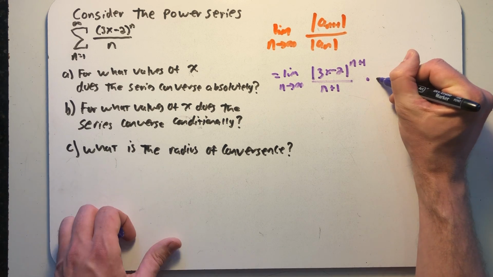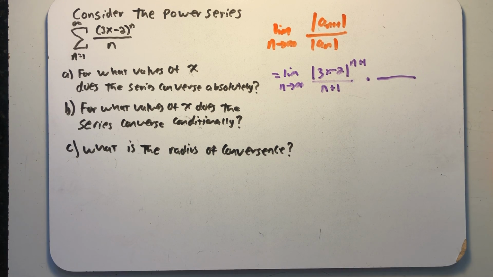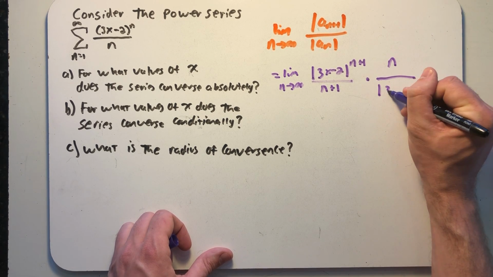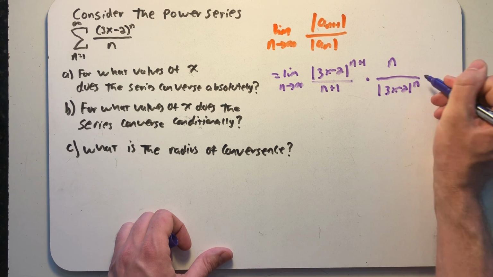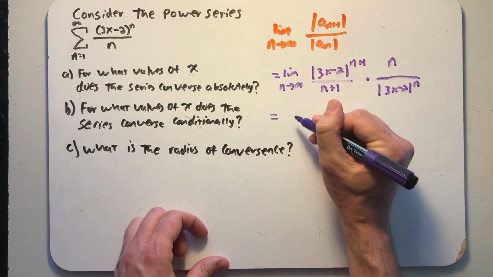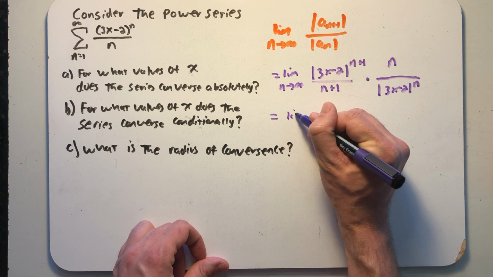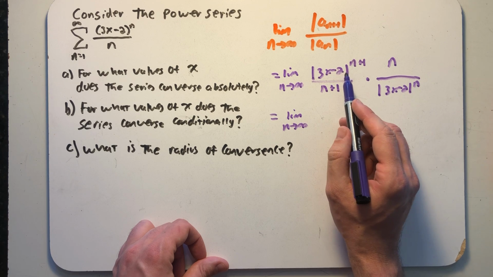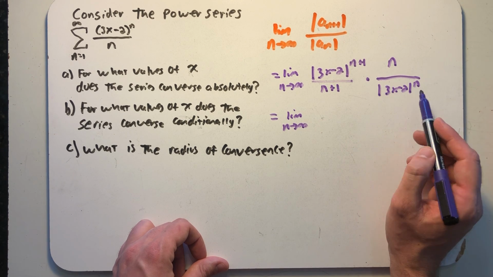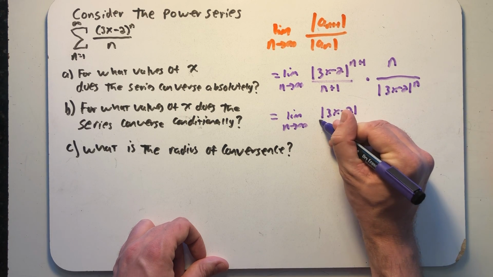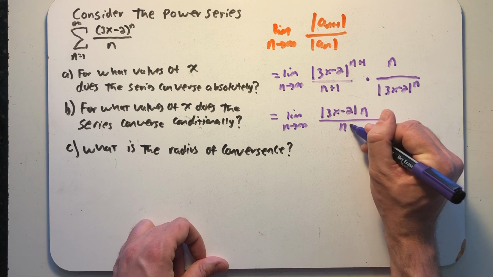To save some space and to work as efficiently as possible, instead I want to multiply by the reciprocal. So n over, and the variable expression in absolute value raised to the nth power. Multiplying by a reciprocal is, of course, the same as dividing. Very quickly here, I see some things cancel off. I have |3x minus 2| raised to the n plus first, divided by |3x minus 2| raised to the n. So there's one more on the top than on the bottom, so I can reduce that. Times n on the top over n plus 1.